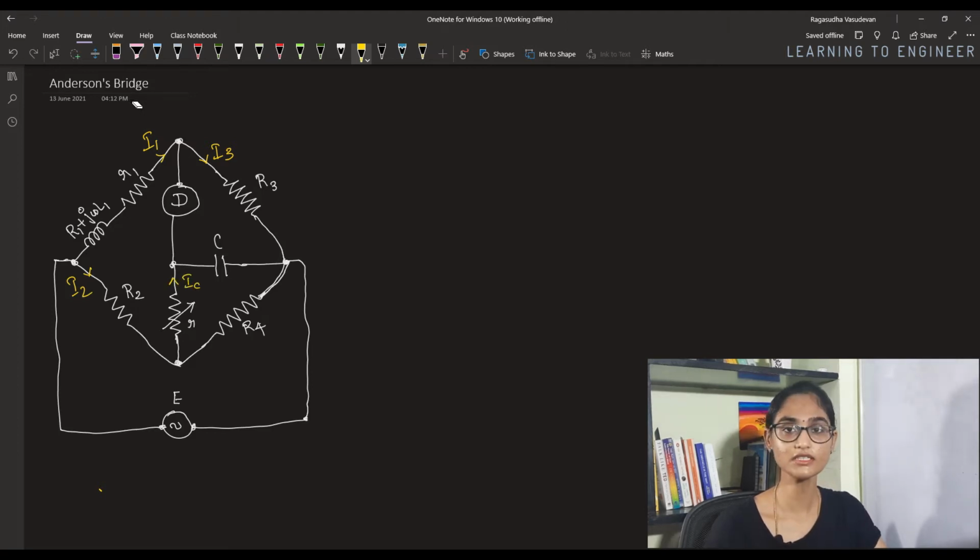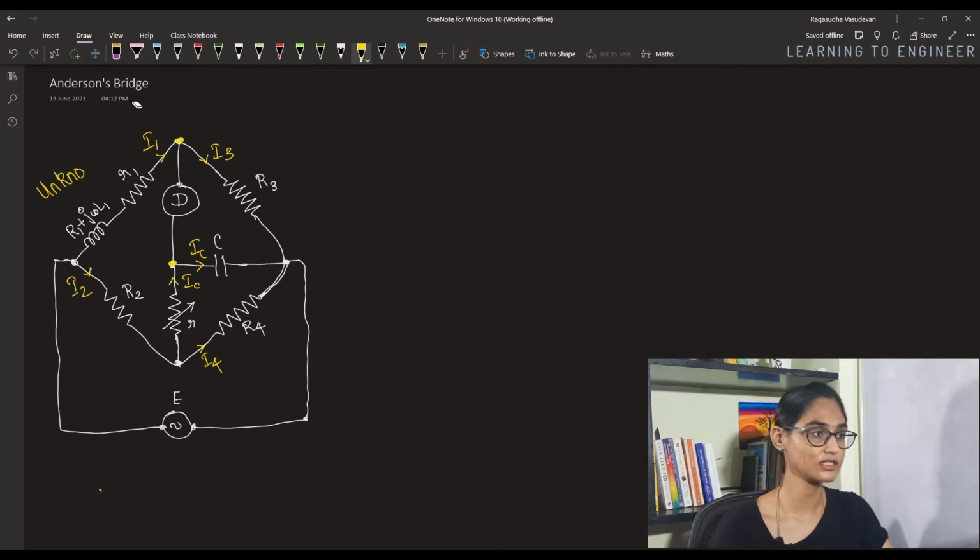At null deflection, we can observe that these two nodes will be at the same potential. So, the current which is entering through this adjustable resistor will directly go into this capacitor and complete this loop. So, this current is also IC. Then, let us consider this current to be I4. We have 6 branches over here.